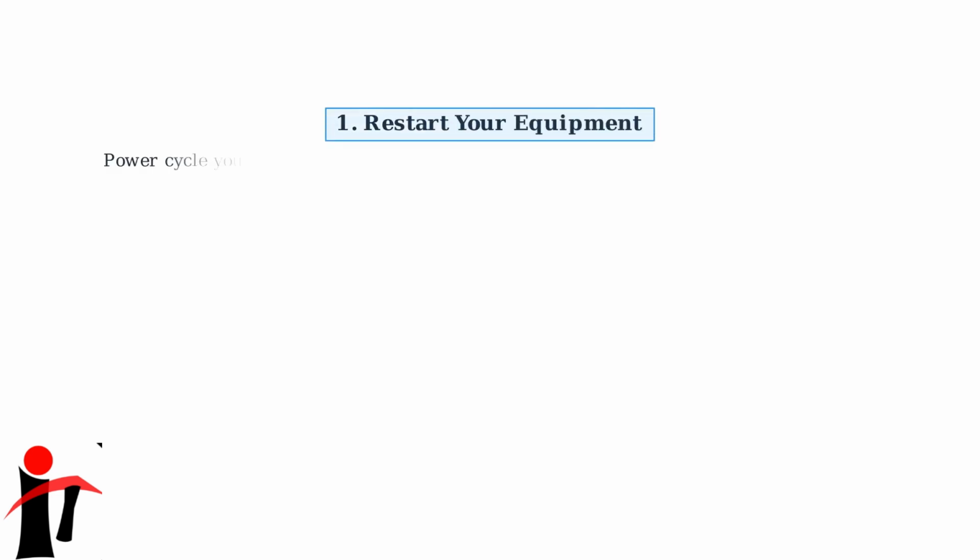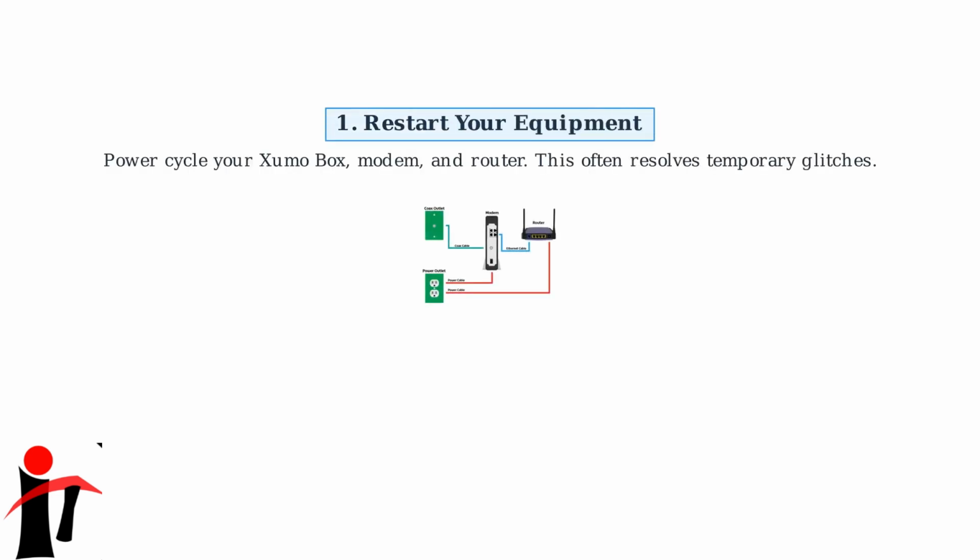The first step is to restart your equipment. Power cycle your Xumo Box, modem, and router. This often resolves temporary glitches.